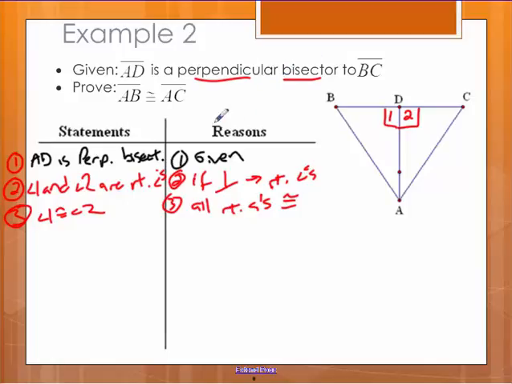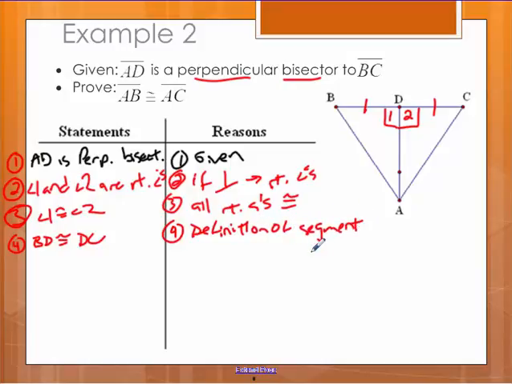Perpendicular bisector, we're going to use the word bisector now. BD is congruent to DC. Let's mark that on our picture. That's these two here, and that's because it's a bisector. Definition of, let's do segment bisector. So definition of segment bisector, a perpendicular bisector splits a segment in half.